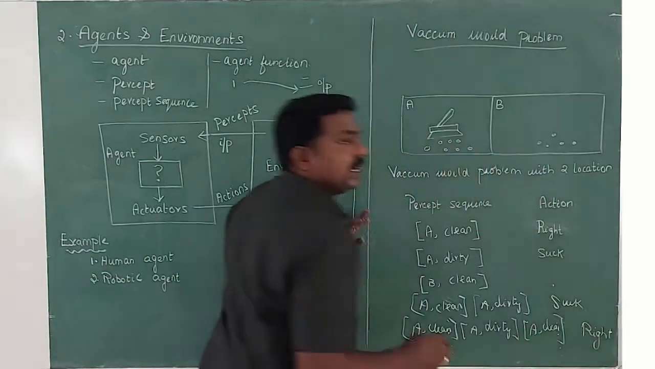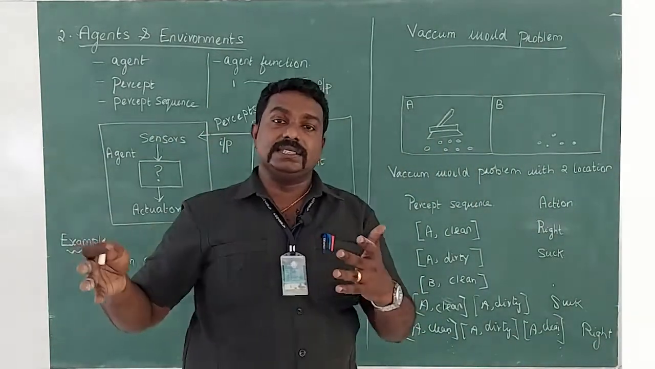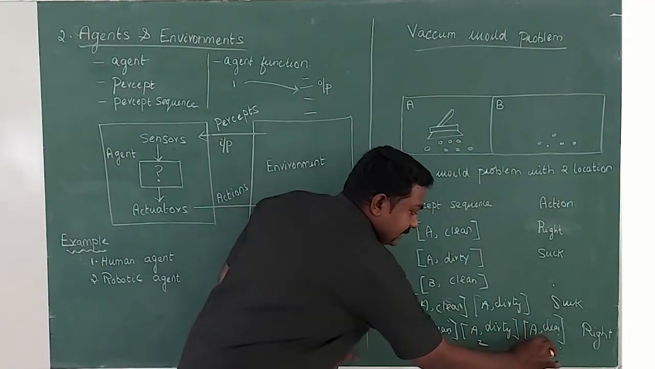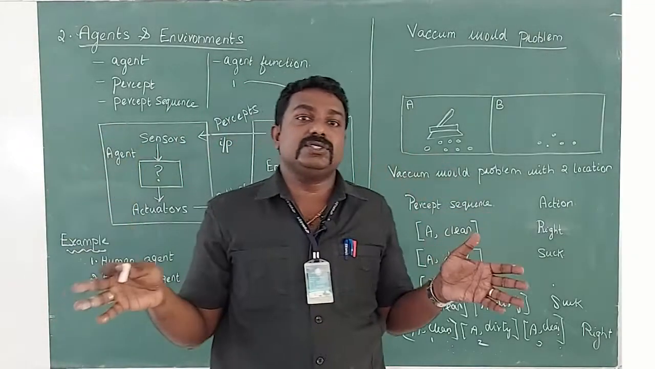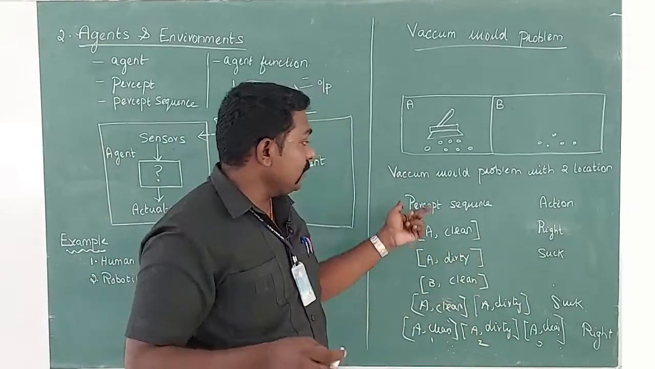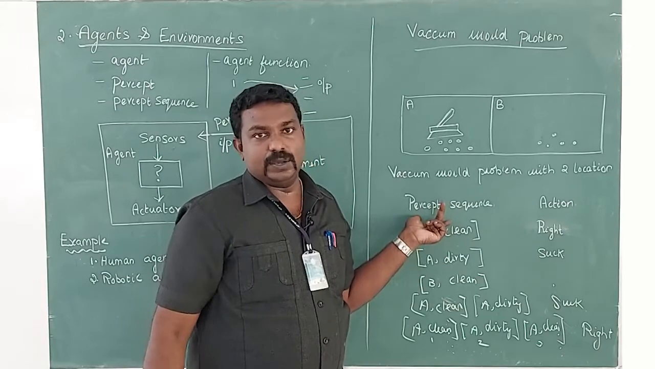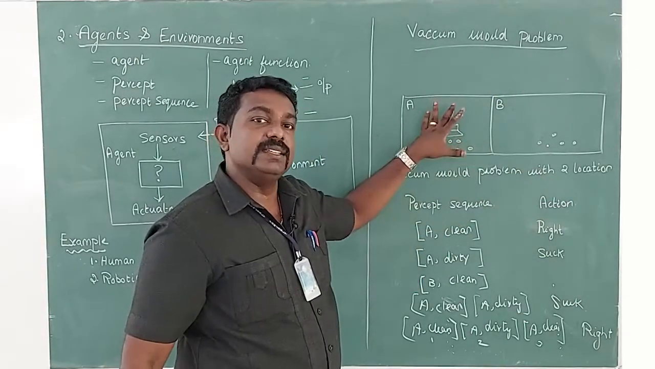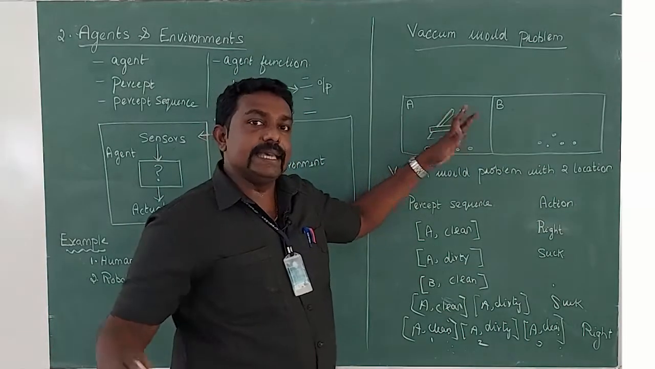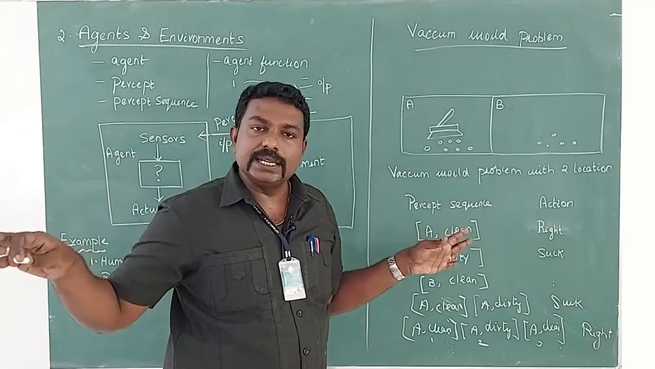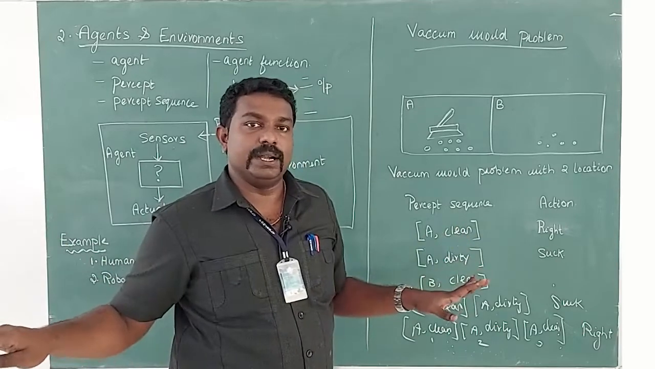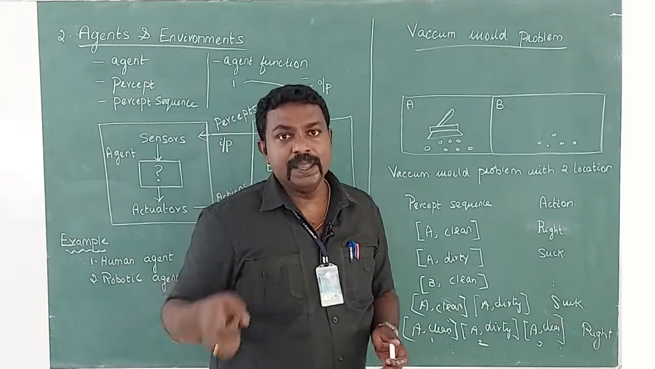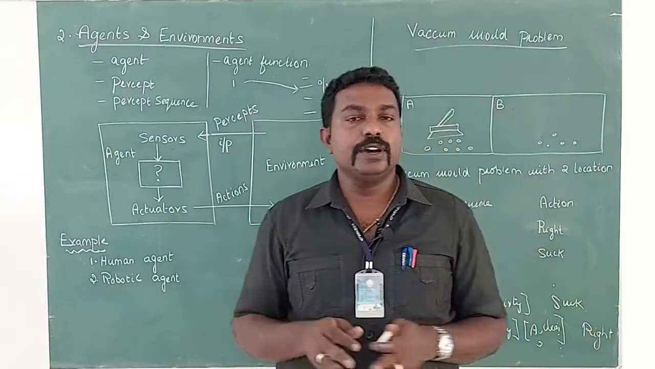Like this, the percept sequence keeps on increasing. This is the first phase, this is the second, this is the third. So I have the entire history of actions here, and that is why you call it a percept sequence. This is a toy world problem where the vacuum cleaner is the agent. It senses from the environment whether it is dirty or not, and it cleans the environment with the help of its actuators, that is, sucking all the dirt. That is what I have taught you in this class.